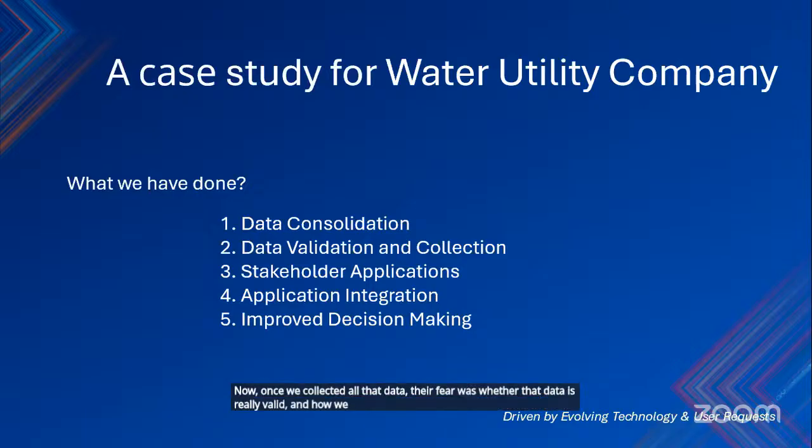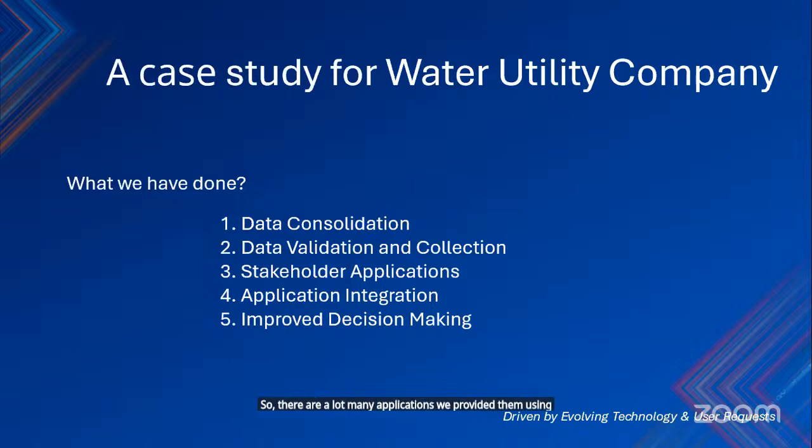And what should we do if there is no data available for a particular area? For example, in one particular area they do not have consumer data. So for that, we provided them data validation and collection applications. We provided a lot of applications using the ArcGIS platform, and using those applications they validated the data and collected the new data. That validation and collection of new data happens on that single platform.